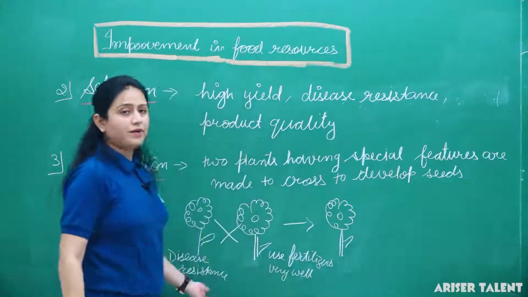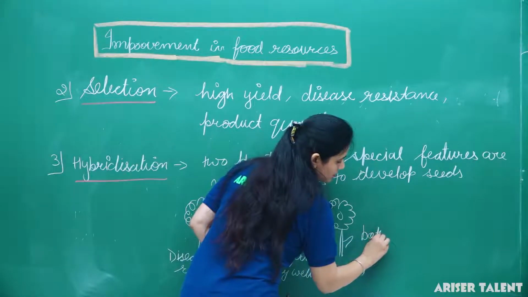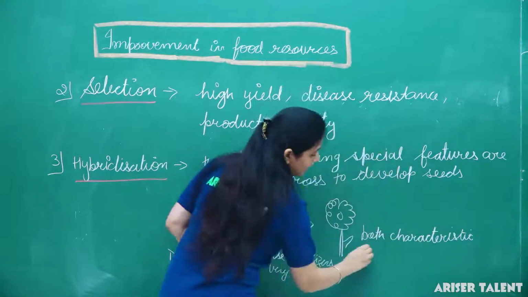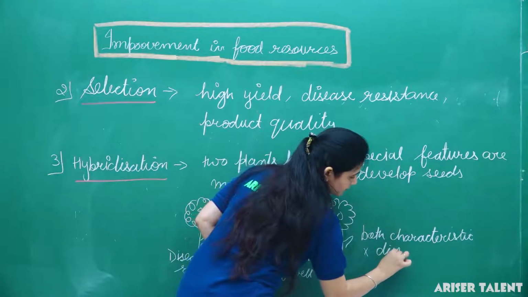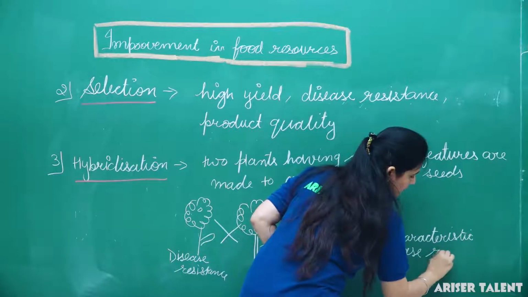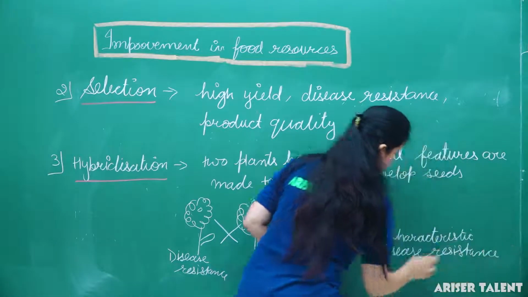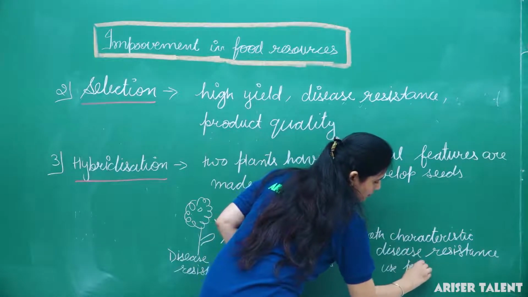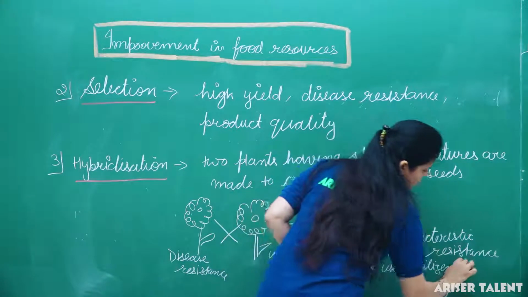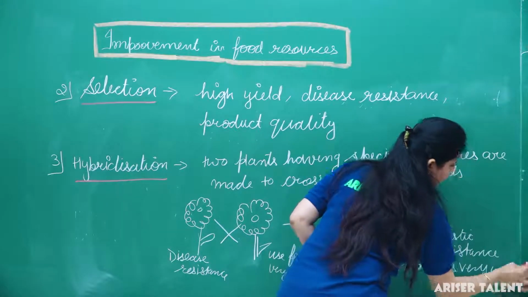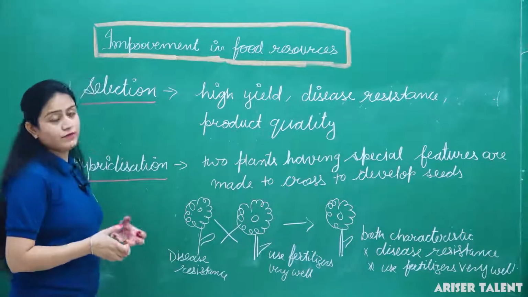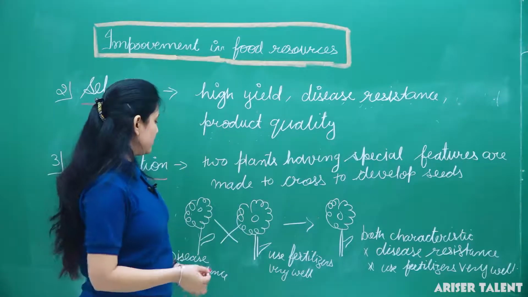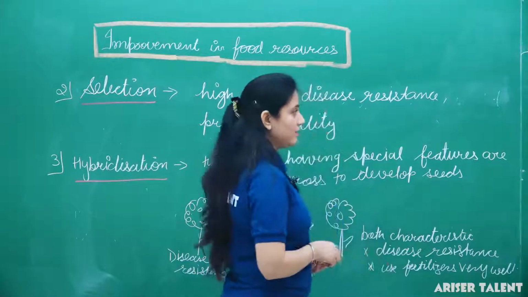This process is known as hybridization. This plant has both characteristics. What are the characteristics? It would have disease resistance, and it will use fertilizers very well. Okay. So this is the method of hybridization in which two plants having special features are crossed to make a new plant and develop the seeds. Okay. Now what are the different methods of hybridization?